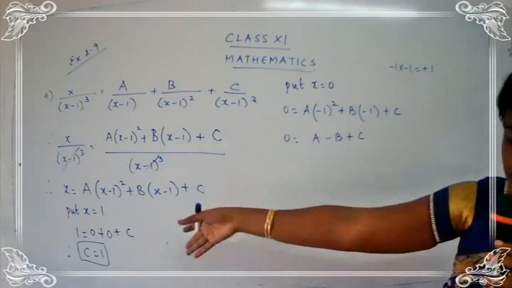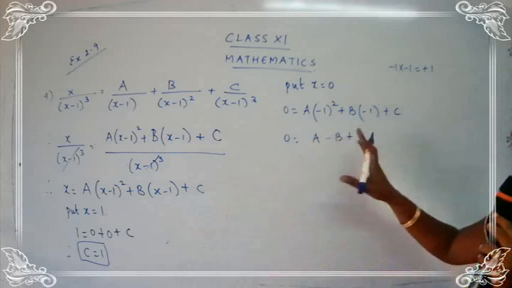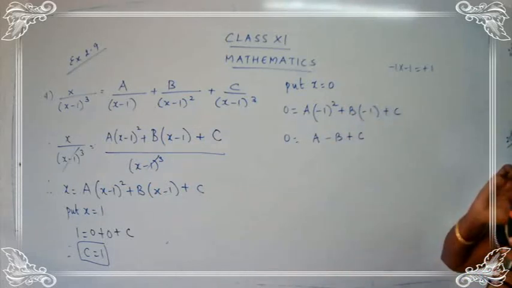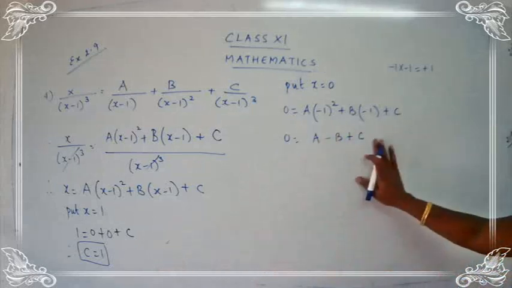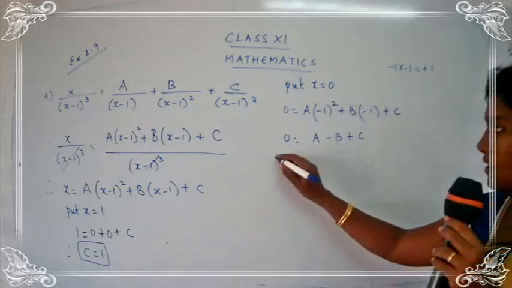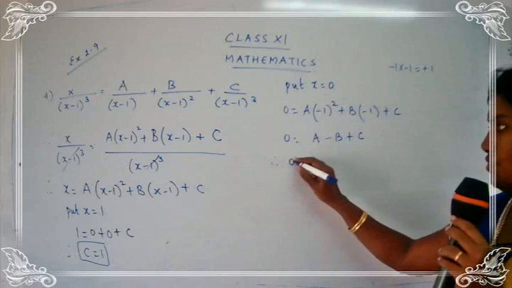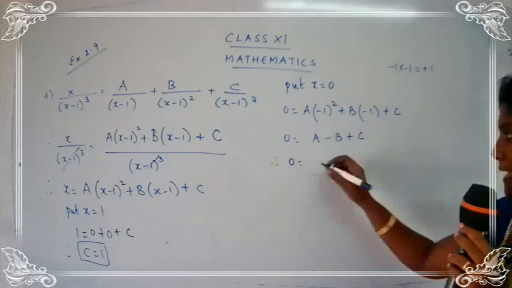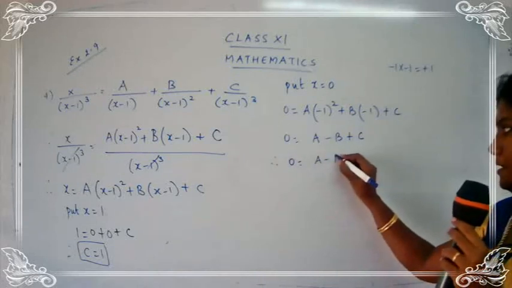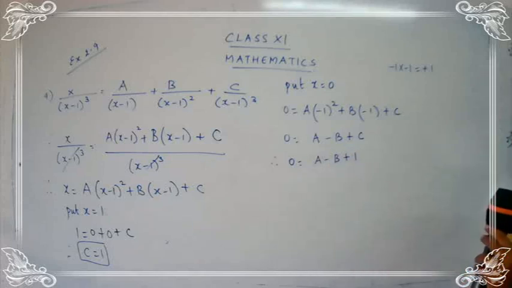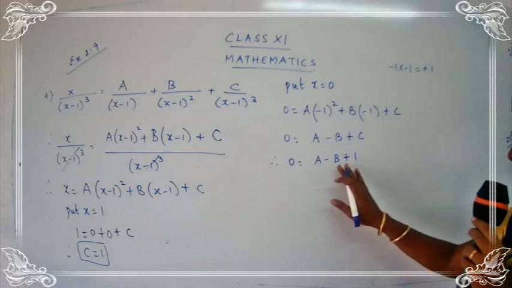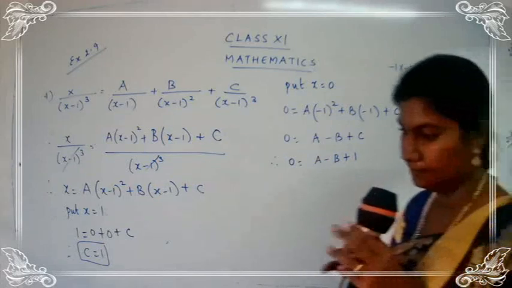But here we were not able to find out any value. Yes, children, like in the previous case I got the value for c, but here I just got an equation. So now what I'm going to do is, I'm just going to substitute the value for c and keep it as it is. So I'll write down here, therefore 0 is equal to a minus b plus 1. Okay, so what we have got here, a minus b plus 1.